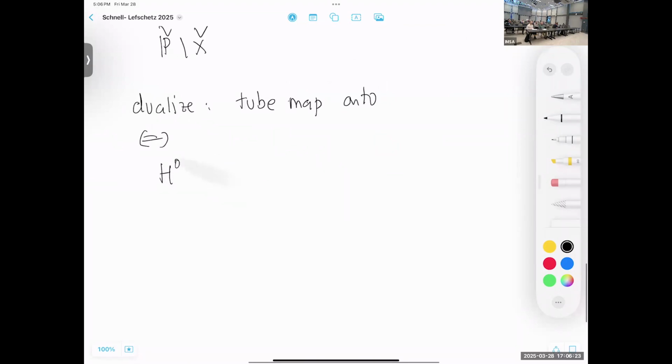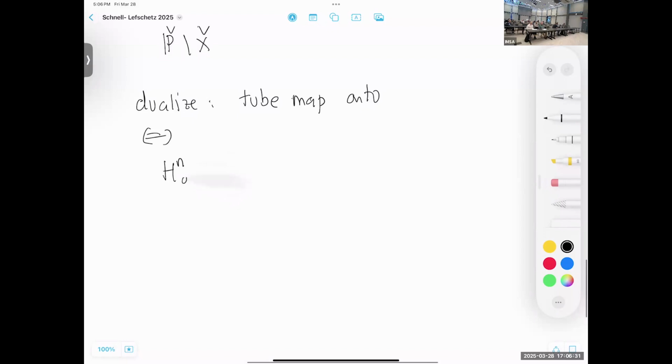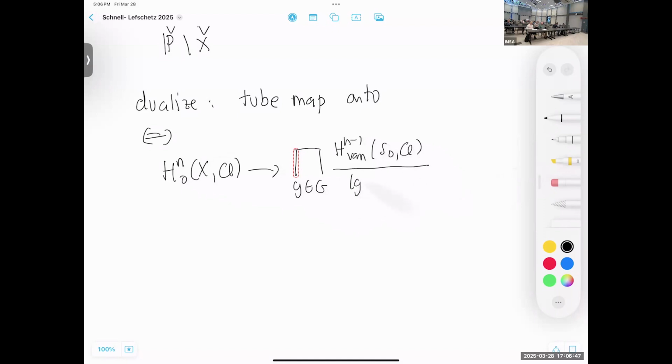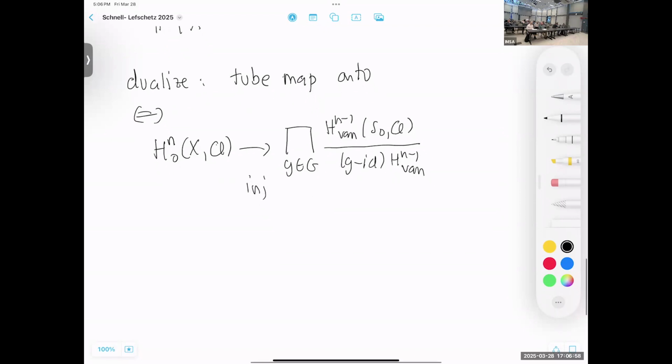It's the primitive cohomology of X, and then it's going to map into the product over all G of the vanishing cohomology modulo the image of G minus the identity. Okay, the kernel becomes the cokernel. And the tube mapping is onto if and only if this is injective. And it's easier to show that some map is injective than to show it's surjective.